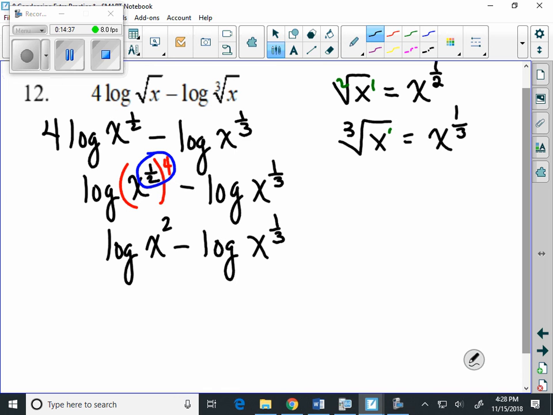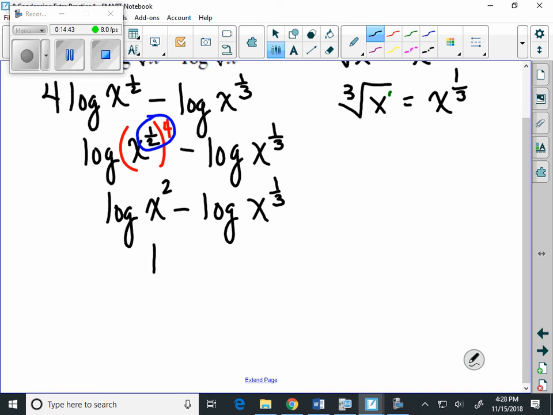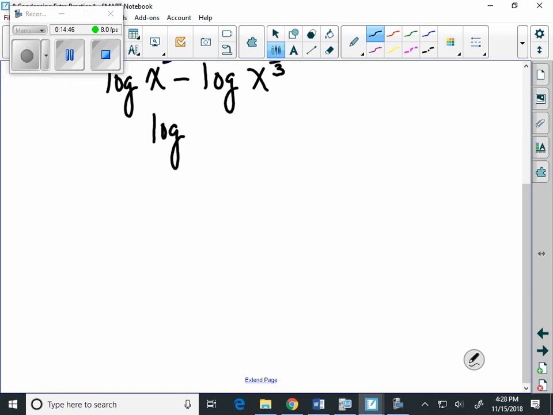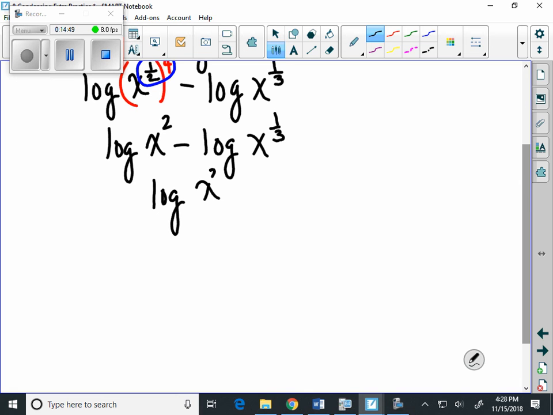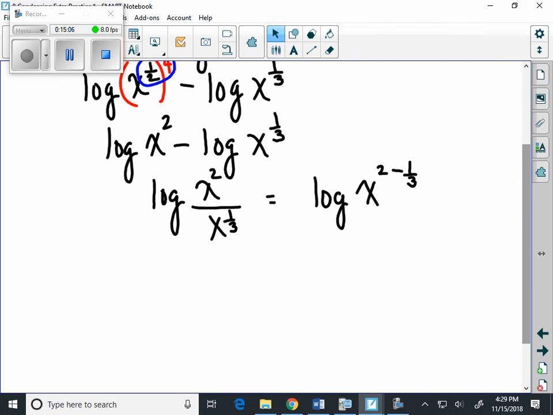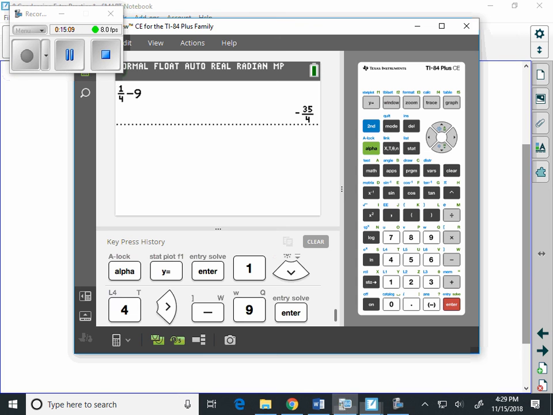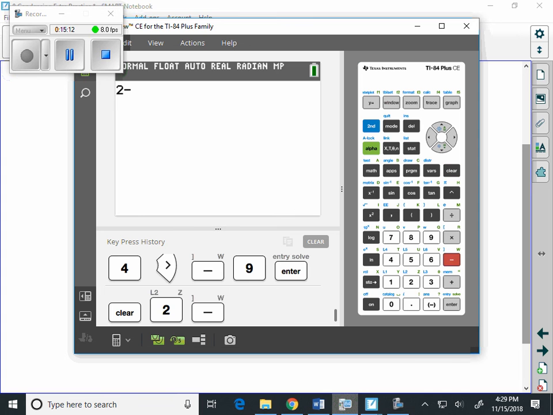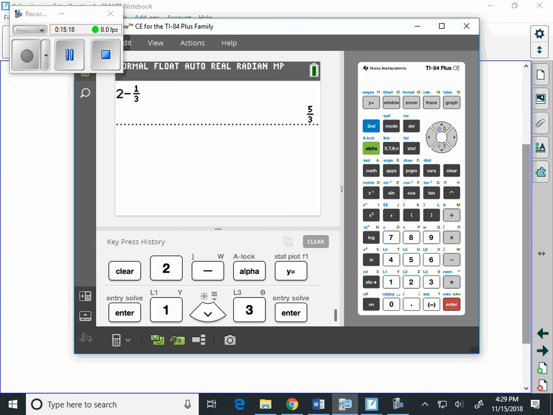And now we have it in a format where we can use the quotient property of logarithms because there's a minus sign in between these two logarithms. So this becomes log of x squared divided by x to the 1/3. Remember, when we divide terms with like bases, this would become log of x to the 2 minus 1/3. We subtract the exponents. Again, if you can't do that by hand, then take out your calculator and do 2 minus 1/3, which gives us 5/3.